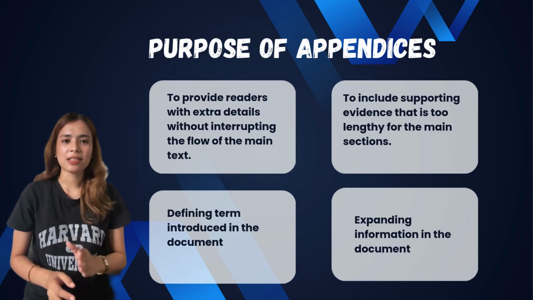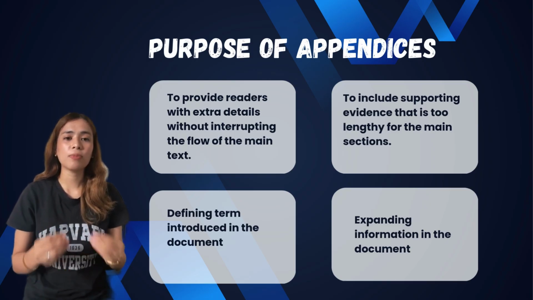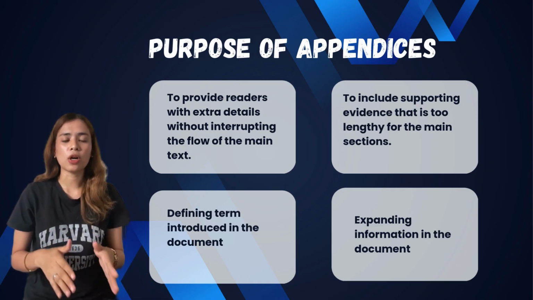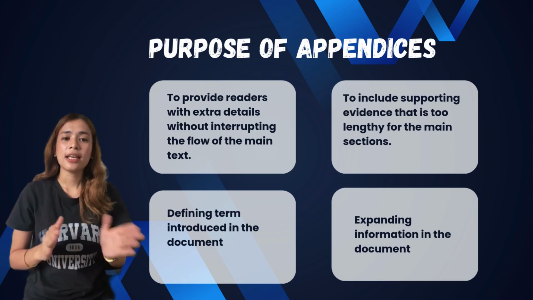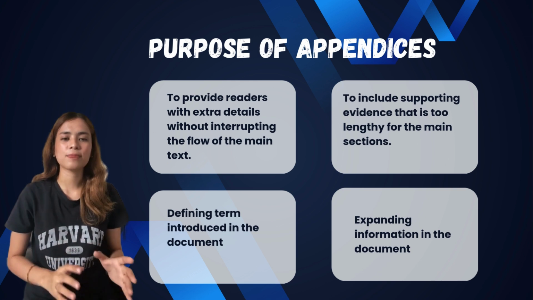and concise. So for example, a research paper discussing climate change might include a brief summary of temperature trends in the main text, while a detailed table of historical temperature data is provided in an appendices or appendix.